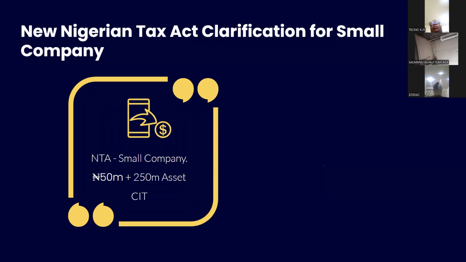Have you gotten that now? Confirm if that is okay. Let me come again. A small company, according to the Nigerian Tax Act on page 126, the gazetted copy, is a company that has a turnover of 50 million or less, as you can see on the slide, plus 250 million naira or less in asset base, but excluding companies that offer professional services.